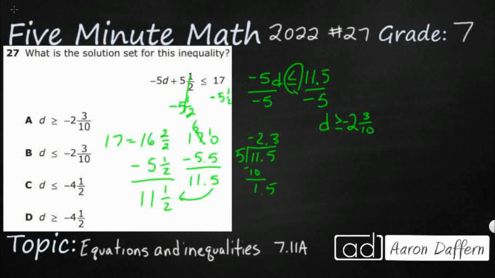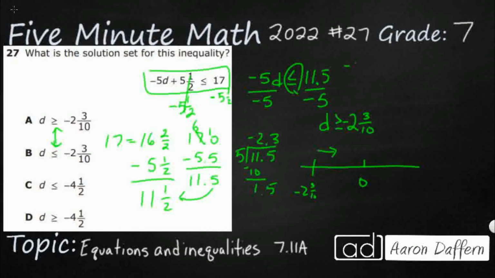Now, it could also be B. You see how B and A are the same except for their inequality? So let's just pick a number and put it back in the original, just to verify that we do need to flip the inequality when we divide by a negative. Okay, so if I think it's greater than negative 2 and 3/10, well, let's just get smart. Anything bigger than negative 2 and 3/10, right? Well, guess what's bigger than that? 0. So let's just put 0 back into here.